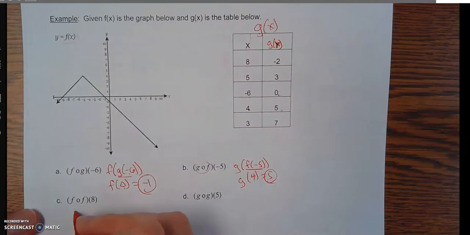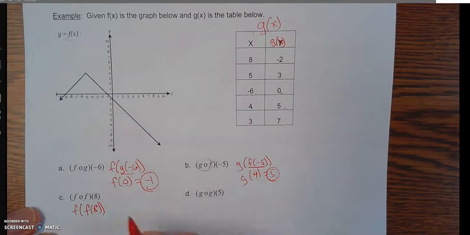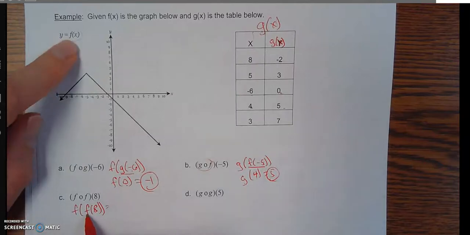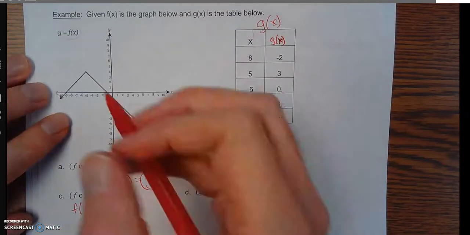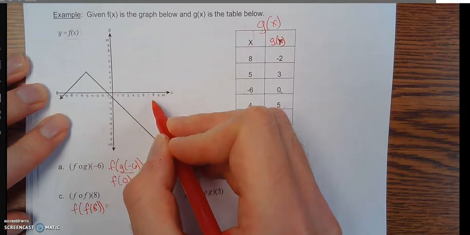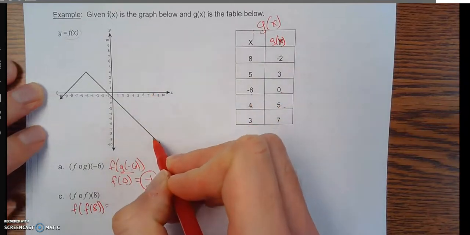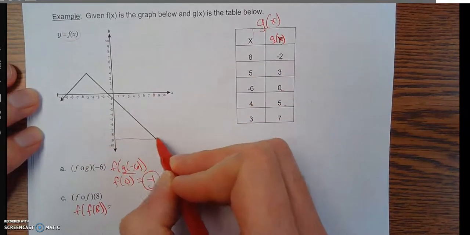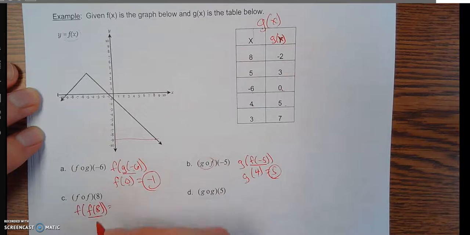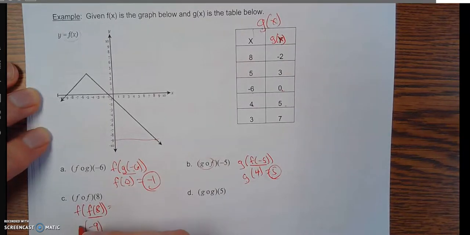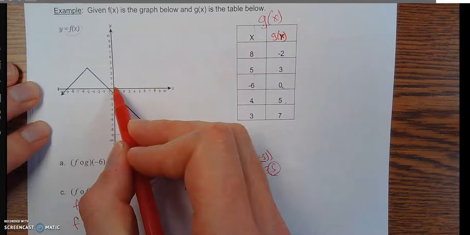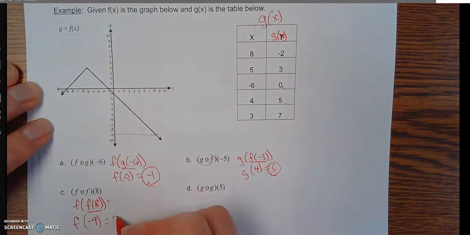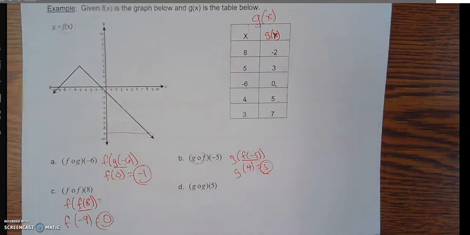This guy, f of f of 8. So f is the graph, and I'm going to do f of 8 first. What is f of 8? So I got to go to 8. The y value that came out to that was -9, because I'm down at -9 here. So this gets replaced with -9. Now what's f of -9? So I'm going to go to -9 on the x-axis, that's 0. The y value is 0.